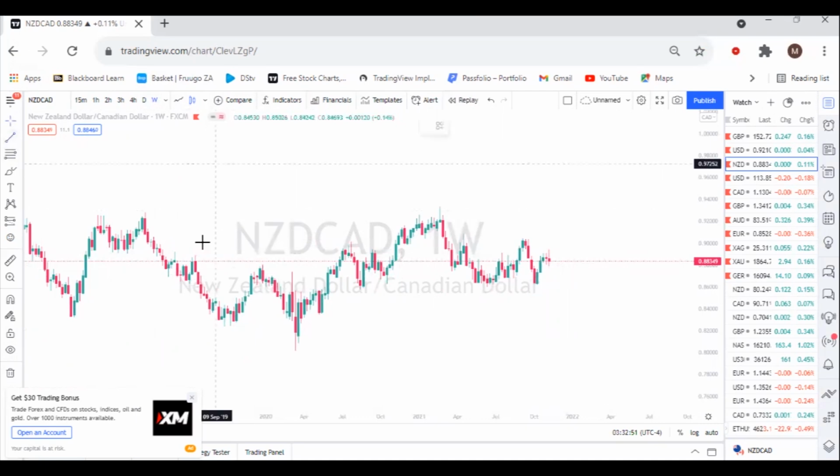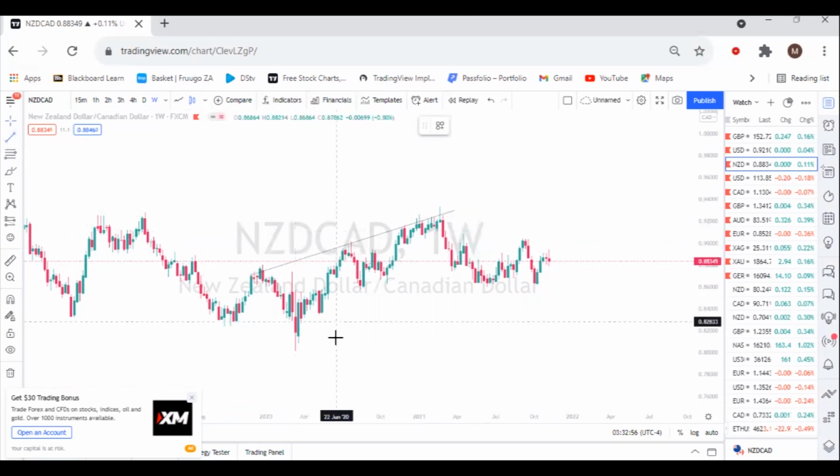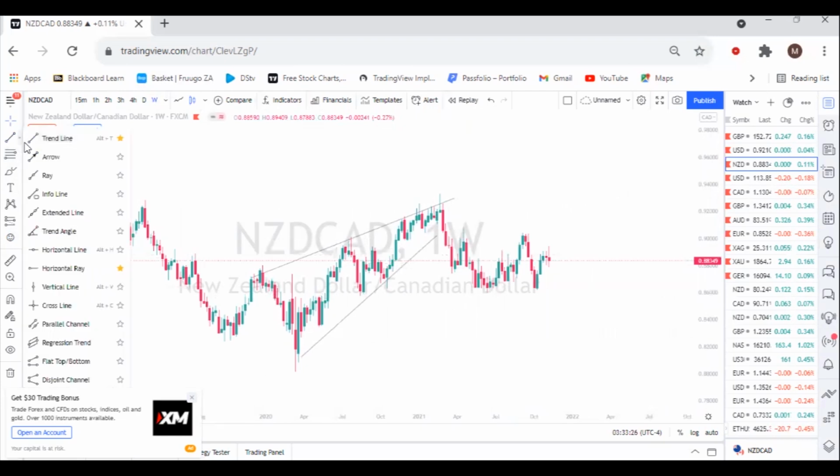So right now we had this ascending structure. It was such a beautiful structure. As you can see, everything was visible. We had our first touch, second touch, and then the third touch was a series of touches, but it counts as one. And then we had our breakout right here.